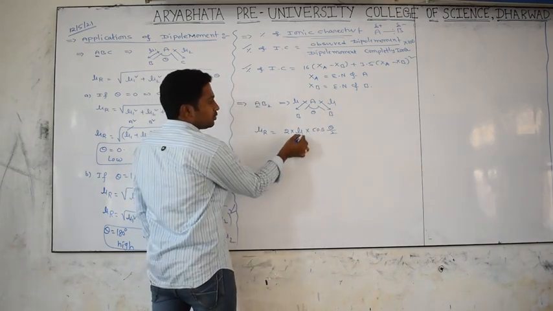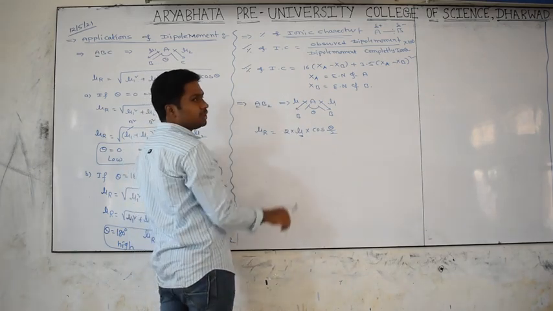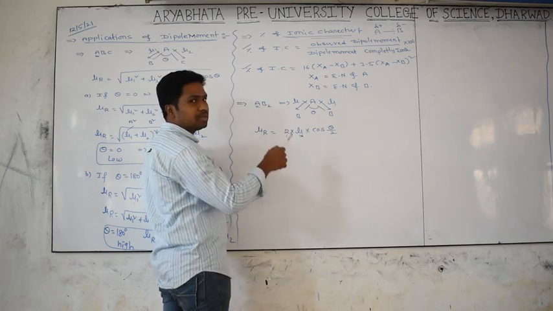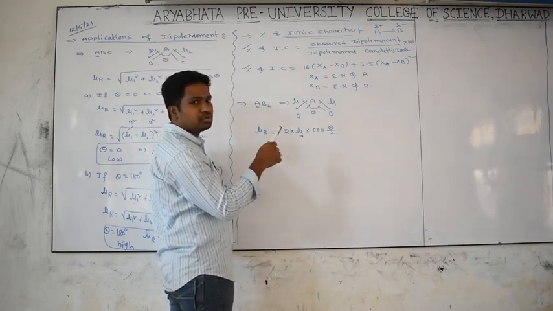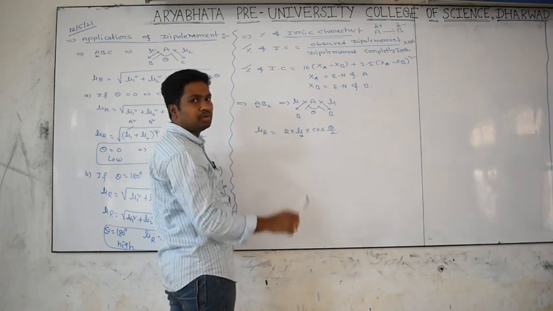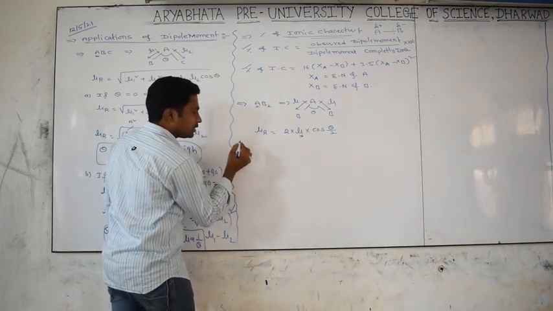So what is the meaning of this? Bond momentum. Whenever an AB2 molecule is there, if the two bonds are the same and the angle between them is theta, then the resultant dipole moment is equal to 2 into bond momentum into cos theta by 2. And we have to discuss some other things.